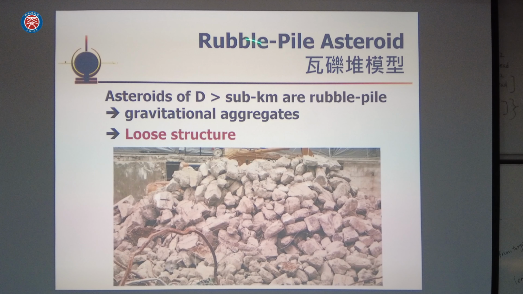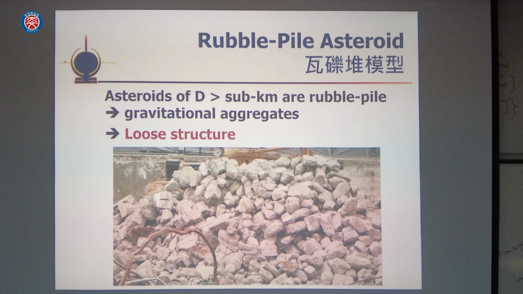So what do we know about the structure of asteroids? We believe they have a structure called rubble-pile. What is a rubble-pile? It's just like this picture shows, a bunch of small pieces staying together only by their own gravity. The key point is they only have gravity to pull them together. So the structure is very loose, which means it's very weak. And we believe at least asteroids larger than a few hundred meters are in this kind of structure.